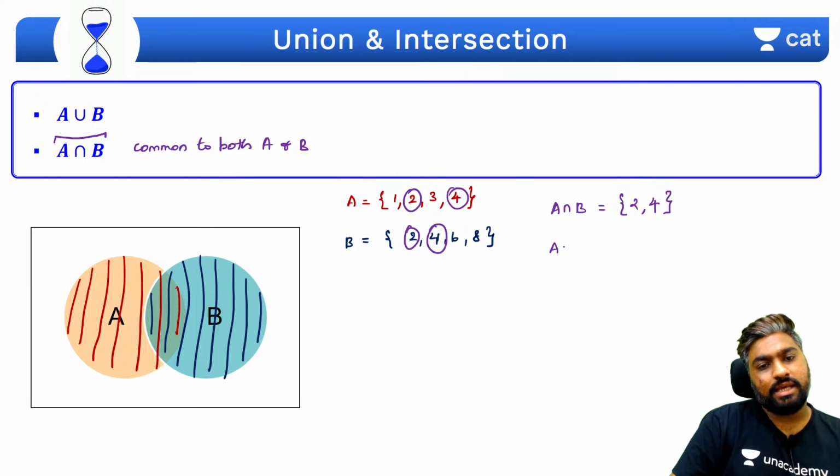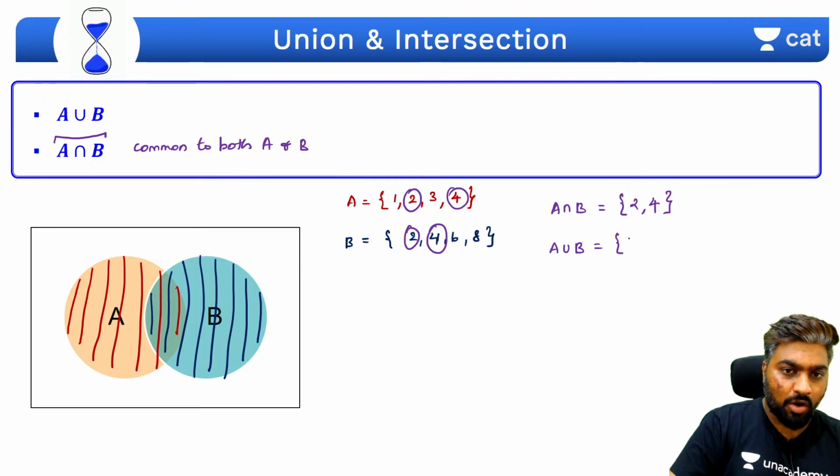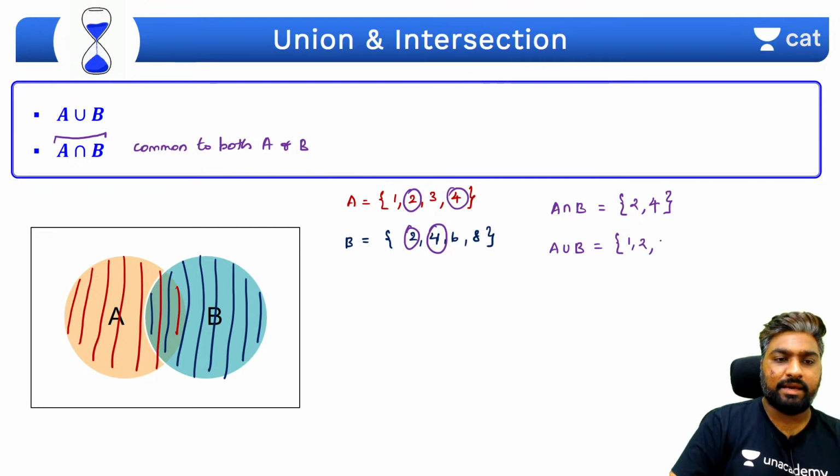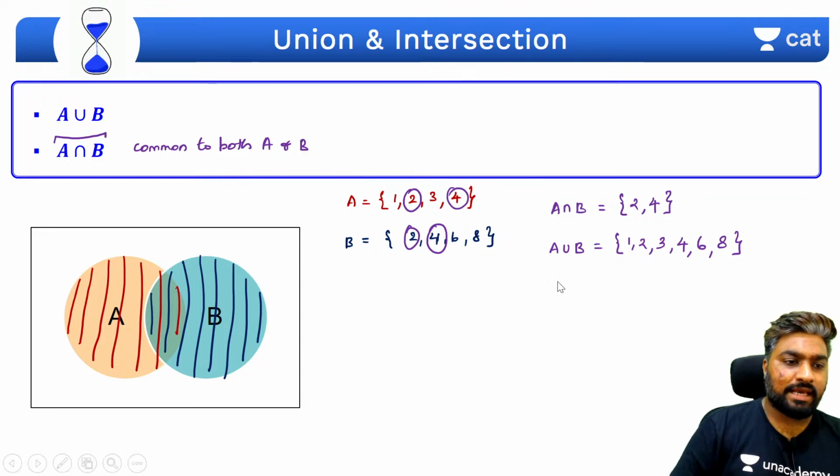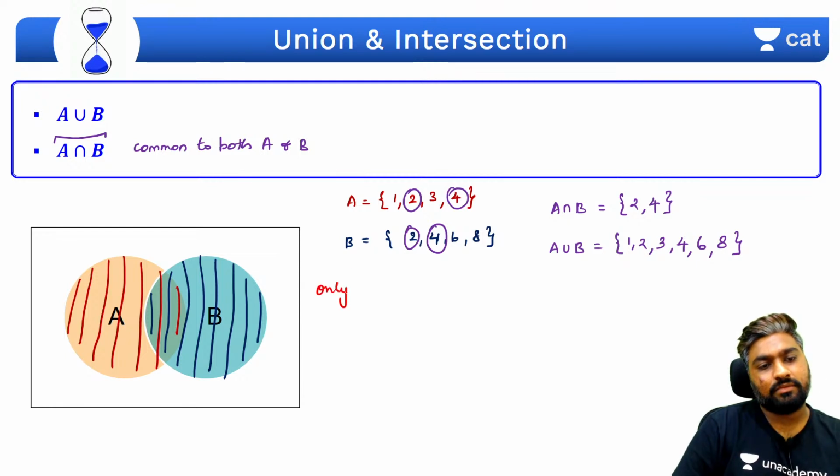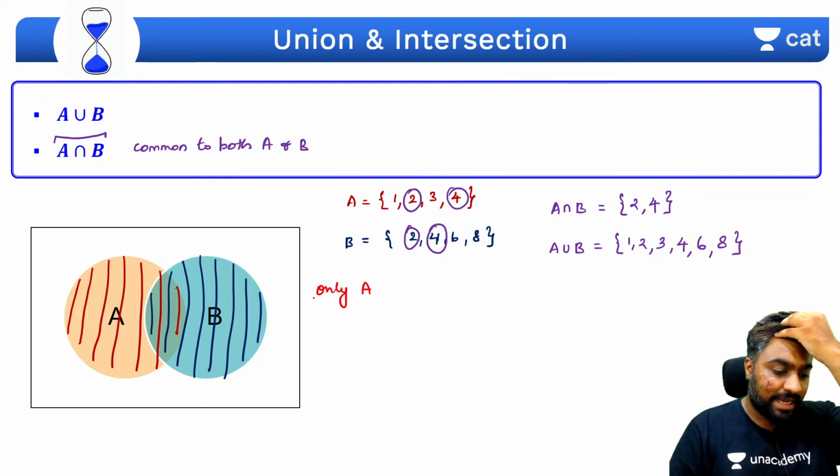Union will contain what? All the terms. 1, yes, there is a 1 in A, so 1 will be a part of it. 2 is in A, so it will be a part of it. 3 is a part of A. 4 is a part of A. Because 6 is a part of B, 6 also. 8 is a part of B, 8 also. Got it? So in this, what I want to explain is only A. What do you mean by only A, guys?